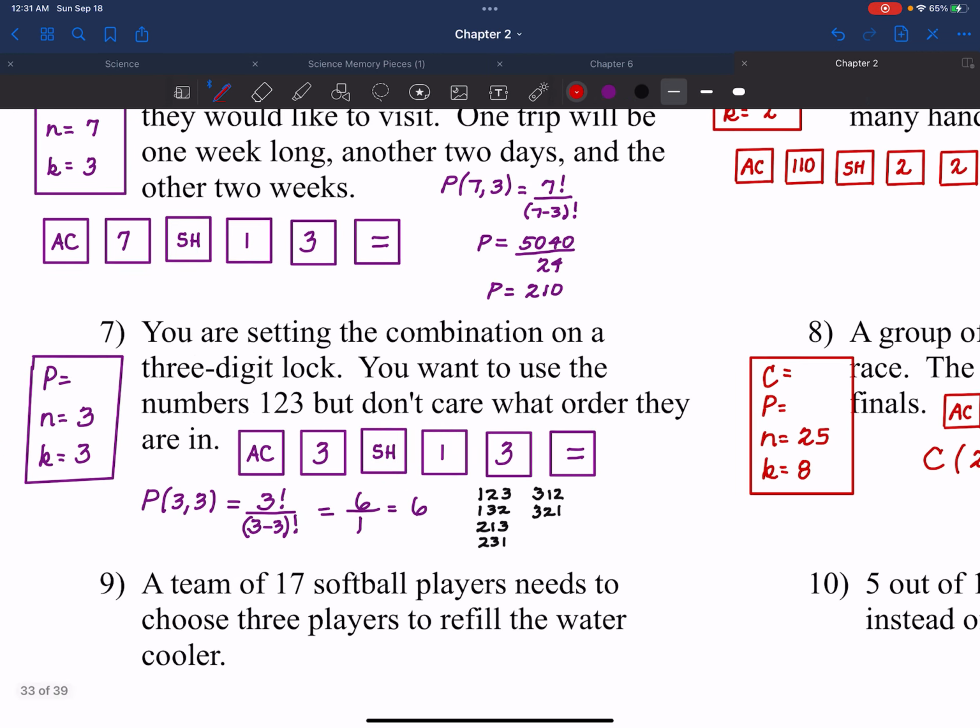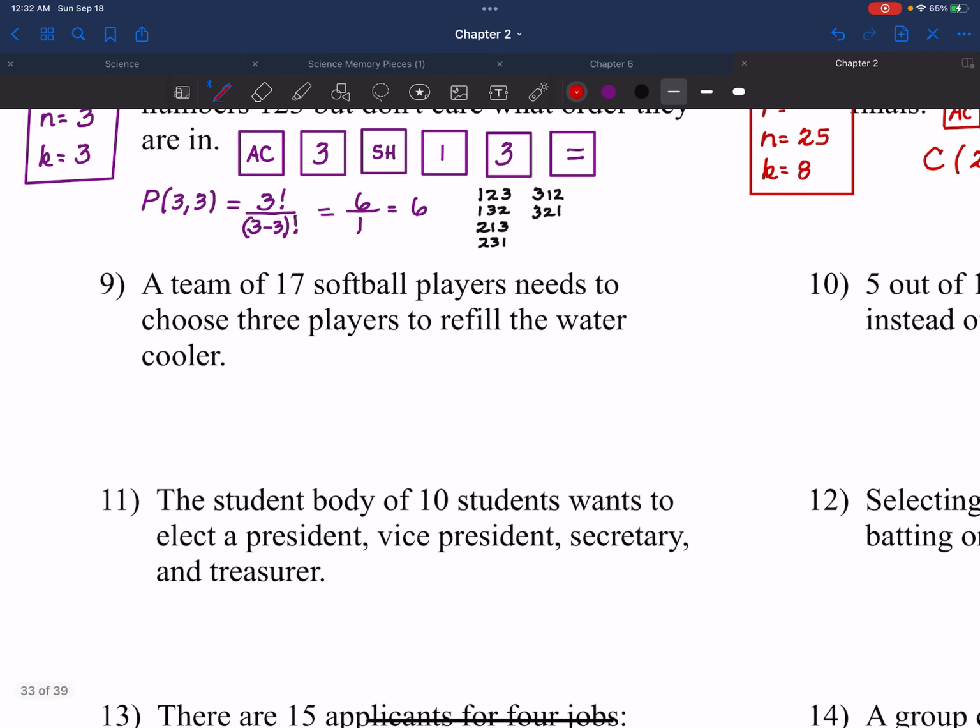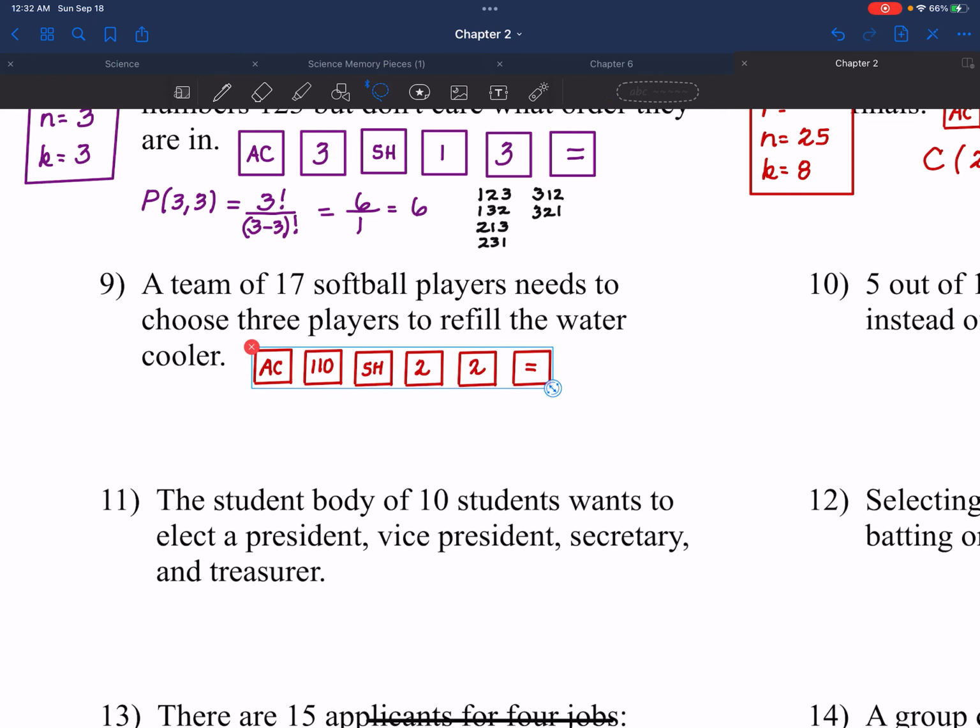Okay, number 9. A team of 17 softball players needs to choose 3 players to refill the water cooler. Okay, so does the order matter? If you're one of the 3 players, does it matter if you're the first one or the third one, or do all of the 3 players do the same thing? They all do the same thing. Order does not matter on this one. So it too is a combination.